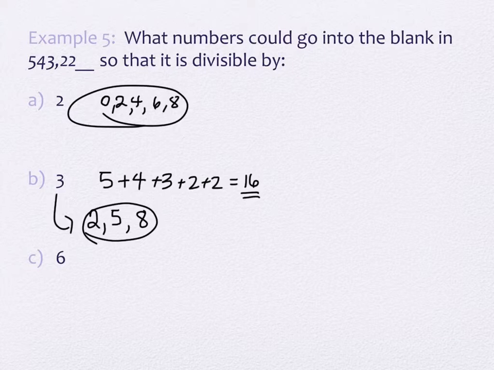How about 6? A number divisible by 6. 2 and 8. Why is it 2 and 8? Because 2 and 3 both have those in common. Yeah, this feels like a Venn diagram now. What do they have in common? Where is their intersection, right? These 2 lists have a 2 in them and an 8 in them. So those are the 2 numbers that would work in that place.